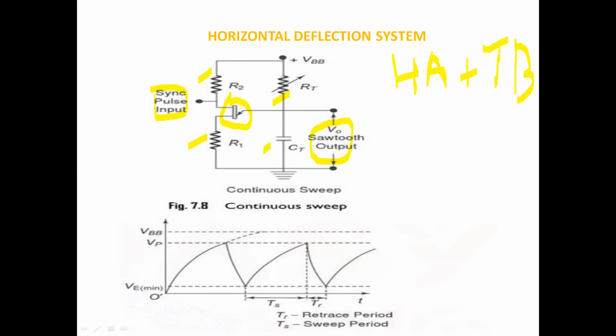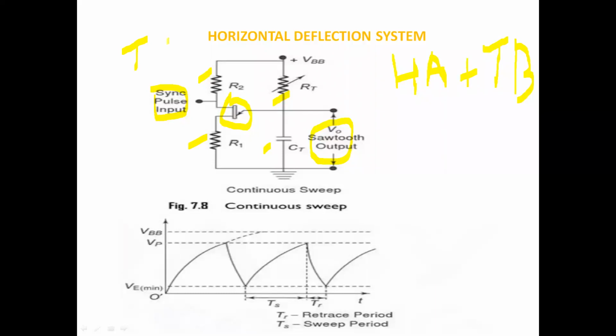A synchronous pulse input is given to the horizontal deflection system. Why is the synchronous pulse input given to the horizontal system? Because the vertical input and the horizontal input must be in synchronization. Only when they are in synchronization will we get a two-dimensional display on the screen of the CRO. From where do we get this synchronization pulse? We get it from the trigger circuit.